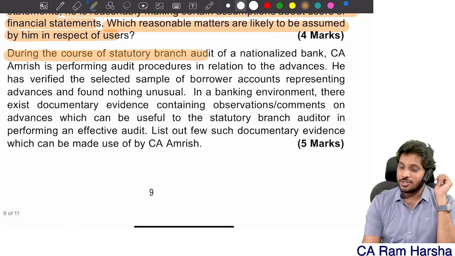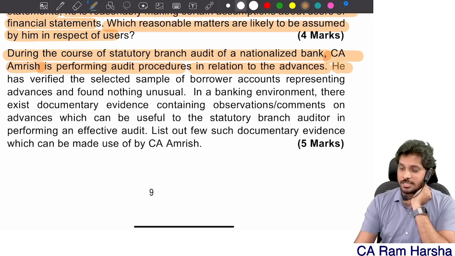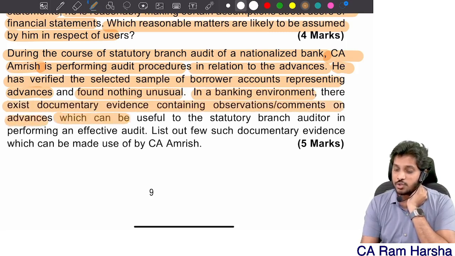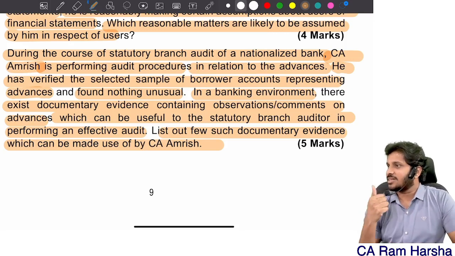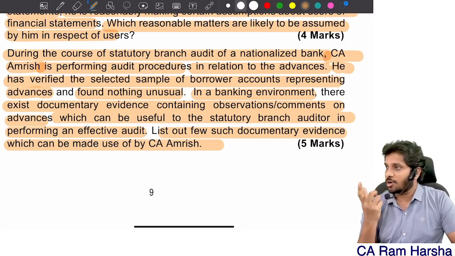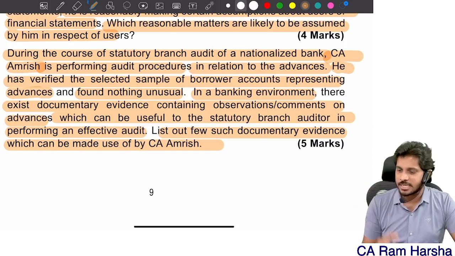During the course of statutory branch audit of a nationalized bank, CA Amrish is performing audit procedures in relation to advances. He has verified a selected sample of borrower accounts representing advances and found nothing unusual. In a banking environment, there exists documentary evidence regarding observations and comments on the advances which can be useful to the statutory branch auditor in performing an effective audit. List a few documents the auditor will examine with respect to advances. Creditworthiness of the customer. What are the documents? Loan documentation we have to verify, loan authorization document, sanction letter. All that we need to verify, no? What documents will you verify with respect to loans and advances? That is what they're asking. So straight away we'll see.